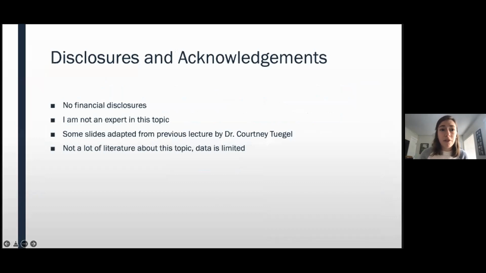So I have no financial disclosures. My main disclosure is that I am not an expert in this topic. And actually there's not really a ton of literature about this topic. It's not really well studied. The data is limited and a lot of it is fairly anecdotal and based on case studies, case reports, things like that. I did adapt some slides from a previous lecture by Dr. Courtney Teagle, who's one of the VA primary care docs.